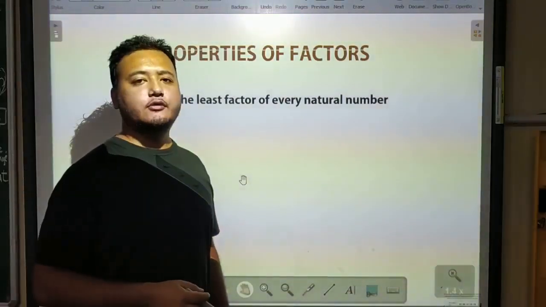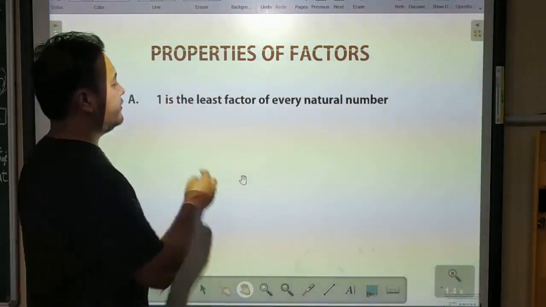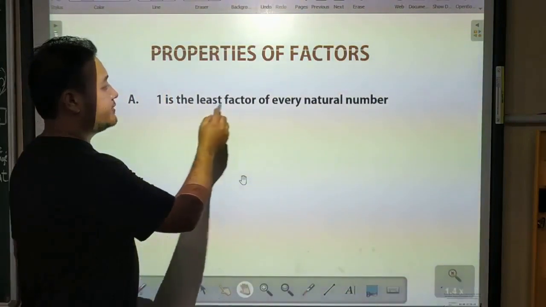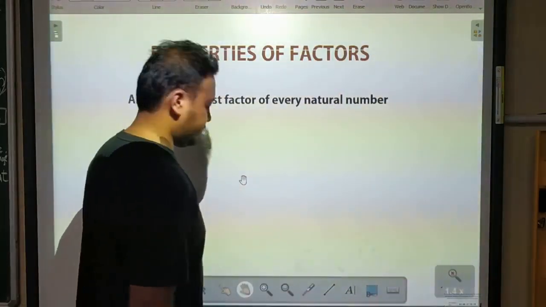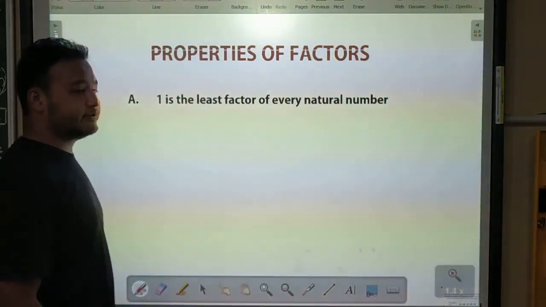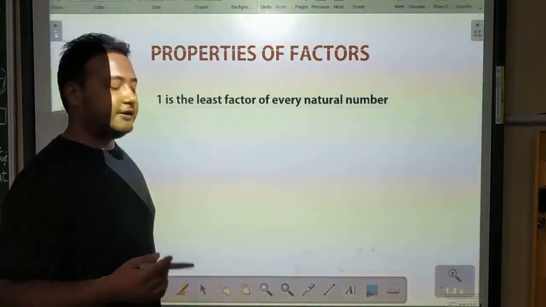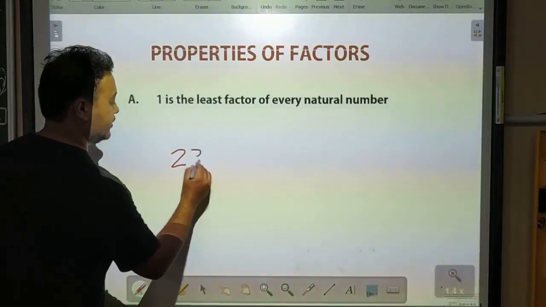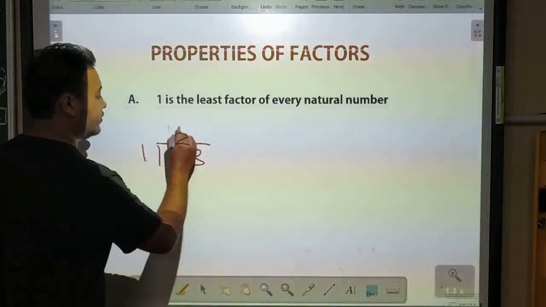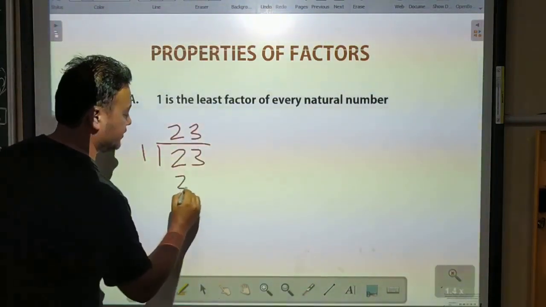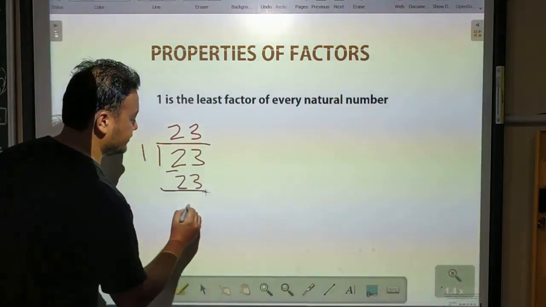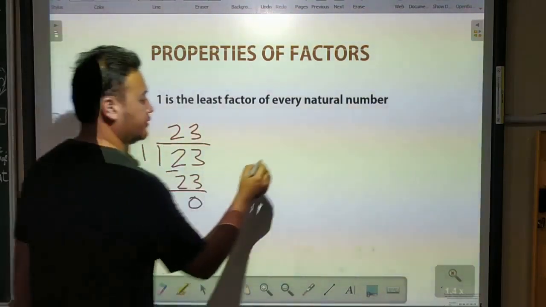So today we'll talk about the properties of factors. Now the first property says 1 is the least factor of every natural number. Now what does this mean? It means that 1 can divide any given number, like let's say 23. 1 can divide 23, 23s are 23 and the remainder is 0. So 1 is a factor of 23.